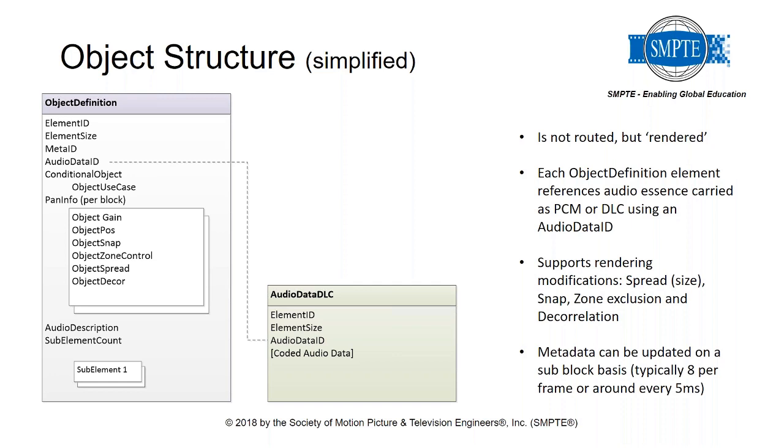Sub-blocks are an evenly divided division of a frame, and they depend on the frame rate. For a 24 frame per second bit stream, and for the lower frame rates, typically the duration of the sub-block is about 5 milliseconds.